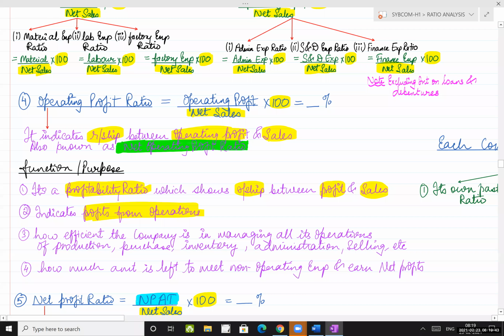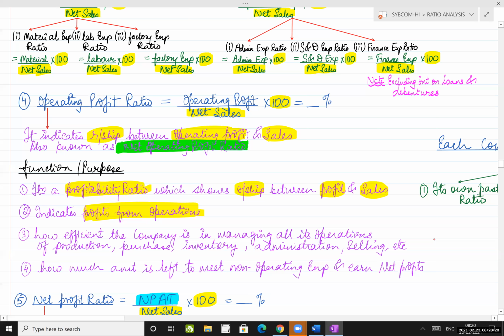What operations? In business, what are operations? Buying and selling of goods. And in buying and selling, what all comes? How much do you produce? Production activity, purchase activity, and your inventory-related activity, then administration, selling and distribution-related activity. So all these come in operations. Okay, so when I have written in point number 2 indicates profits from operations, then here I have mentioned the reason of operation. What is operations? It is production, purchase, inventory, administration, and selling and distribution.